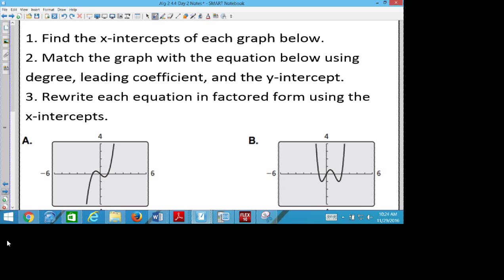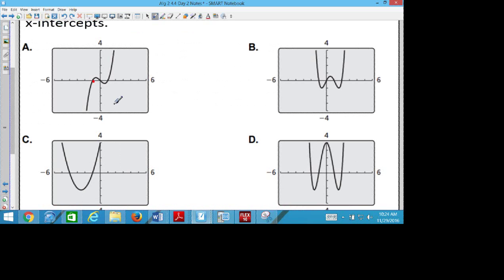Capital A, what are the x-intercepts of capital A? Negative 1, 0, and 1. Notice how I write my answer in set notation with the fancy brackets, separated by commas. Or you can write every single one, x equals negative 1, x equals 0, x equals 1. Up to you if you want to do extra writing.